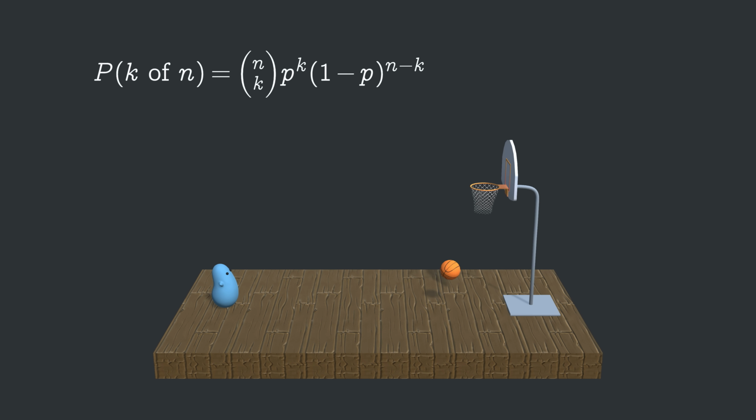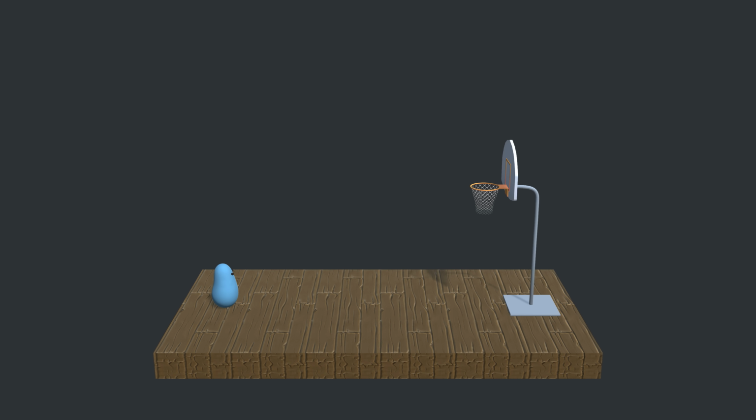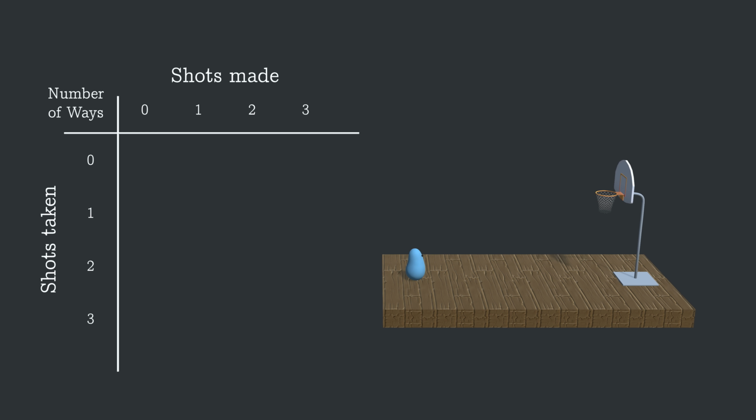Alright, so now we have the overall structure of the formula figured out, but we're not quite ready to answer that original question about making 7 of 10 shots. We can plug in the numbers, but it's not clear just yet how we count how many different ways there are to arrange 7 makes and 3 misses. Okay, let's start fresh, forgetting about the probabilities, and just focus on counting the ways each number of shots could be made, which again is called the binomial coefficient.